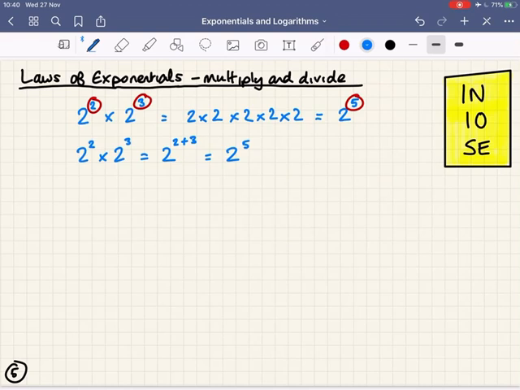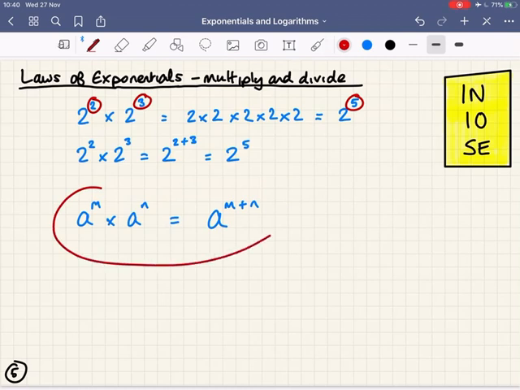So generalizing, we know that if we have a to the power of m and we multiply it by a to the power of n, we will get a to the power of m plus n. An important result and one of our key laws of exponents.